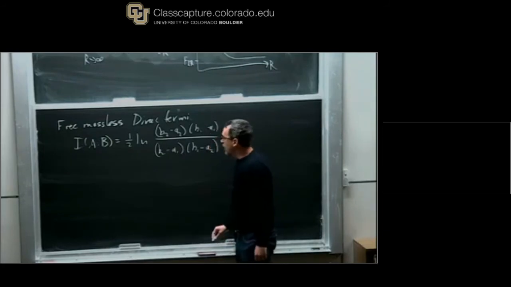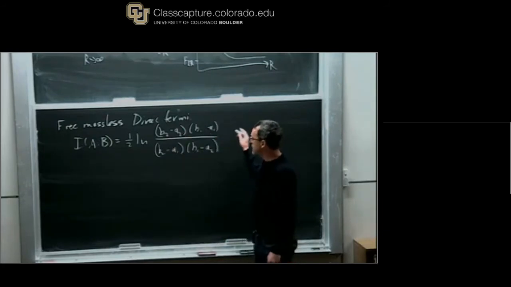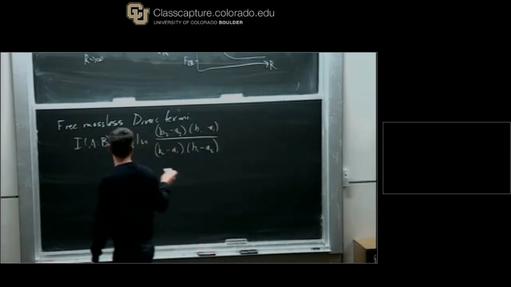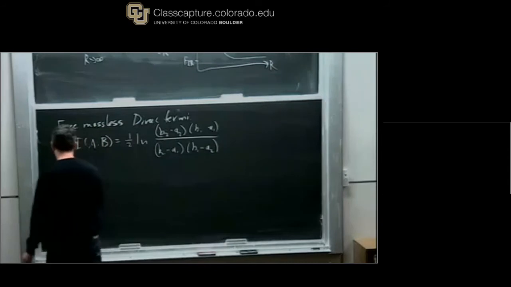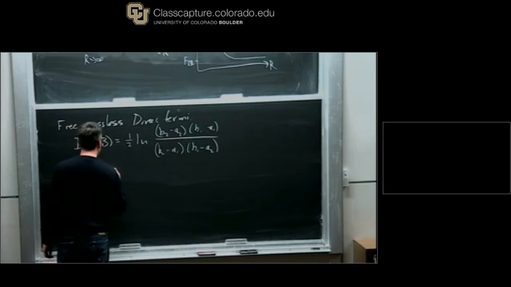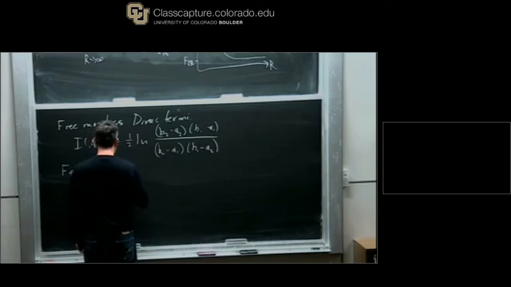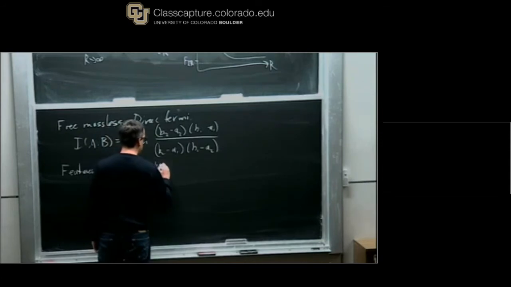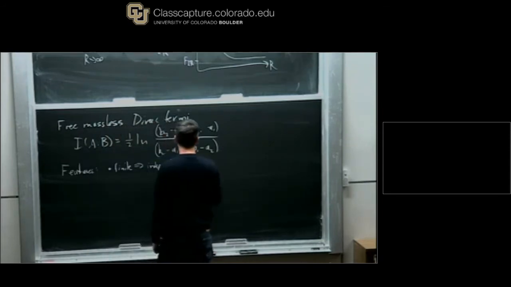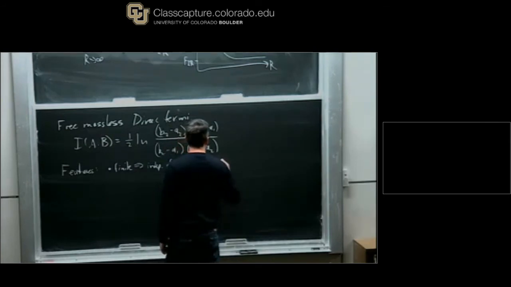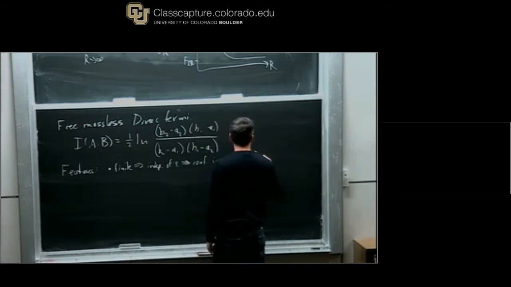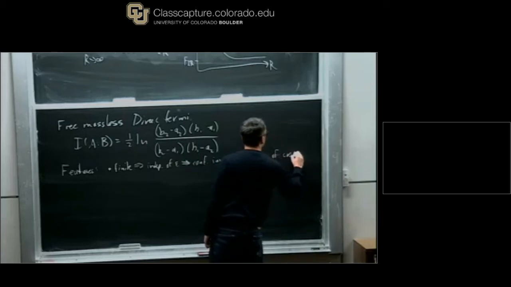Nonetheless, this thing, which I should actually plot, has a number of qualitative features that are common to any 2D CFT. So the first is that it's finite, and I argued why before, and that means that it's independent of epsilon, and that means that it's conformally invariant. And that means that it's a function of the cross ratio of the 4 points.